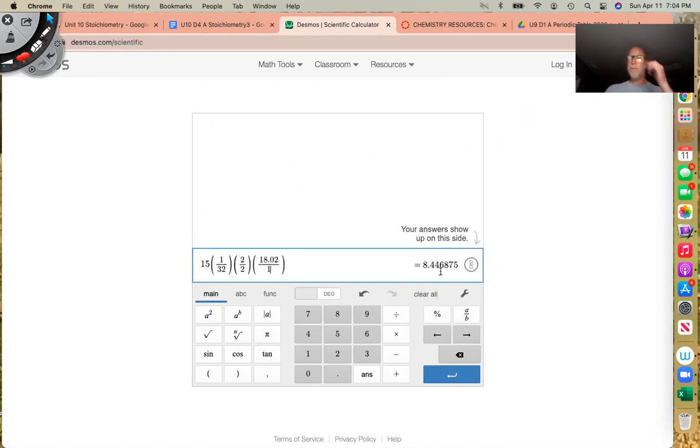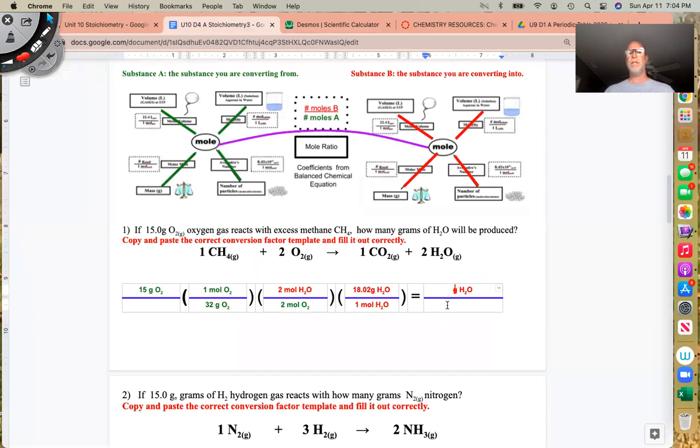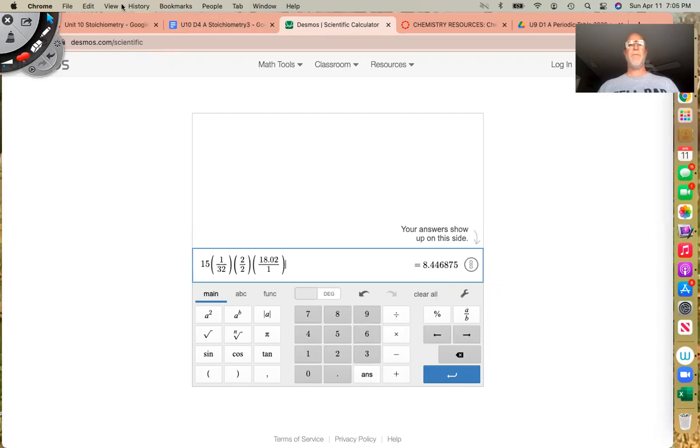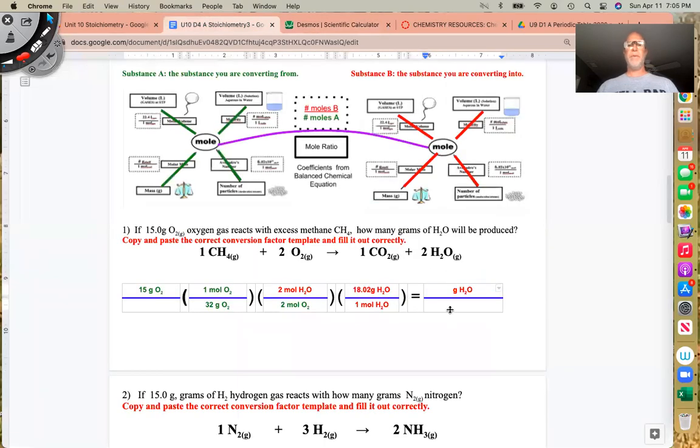A general rule that we've been taking this year is to take 2 numbers after the decimal place, which means it's not going to be 8.44. The answer will be 8.45 because we have to do this thing called rounding, which I've already done a PowerPoint on. What was our answer? 8.45. So let's go put in 8.45 grams of water, and we're done.